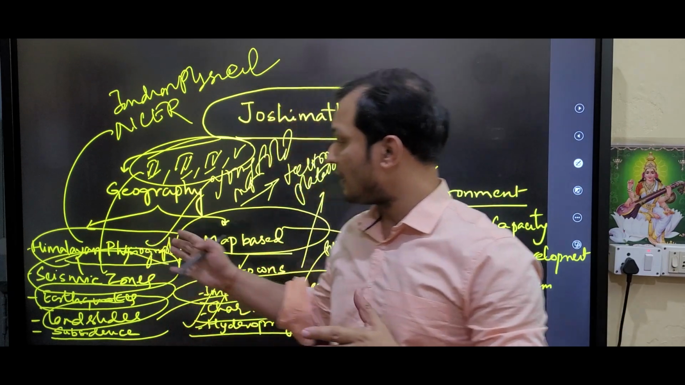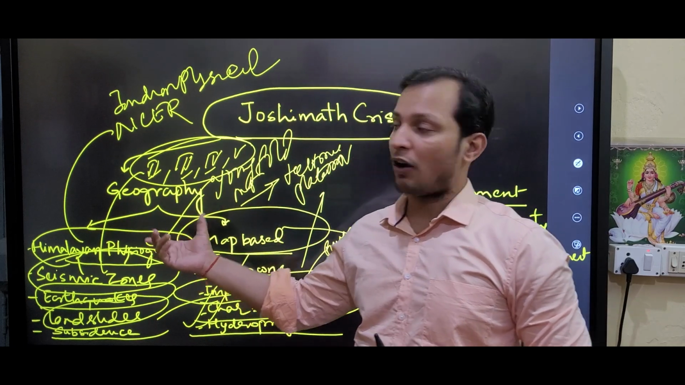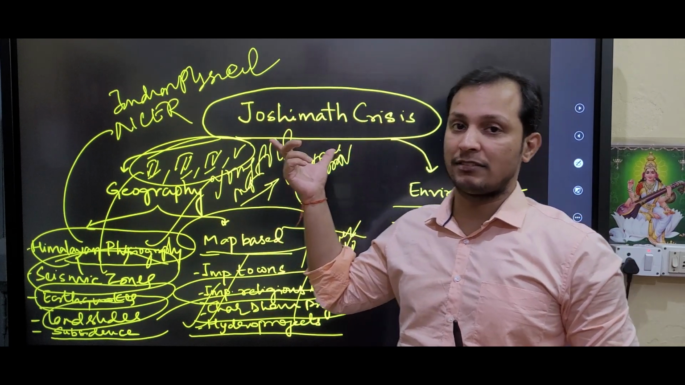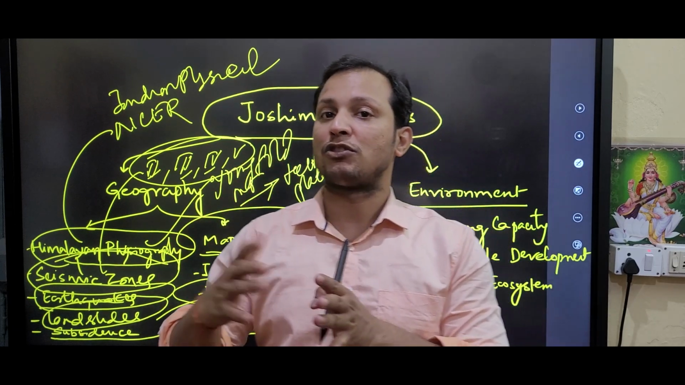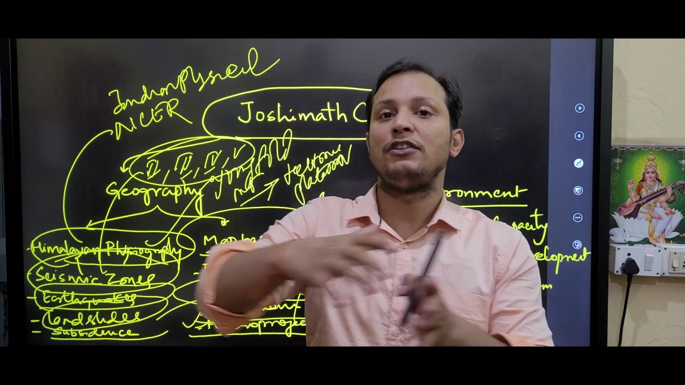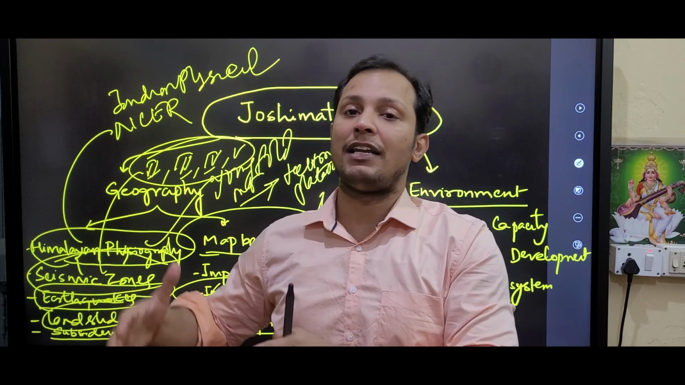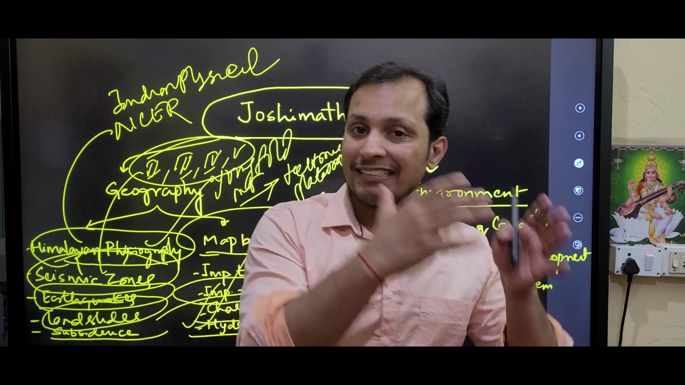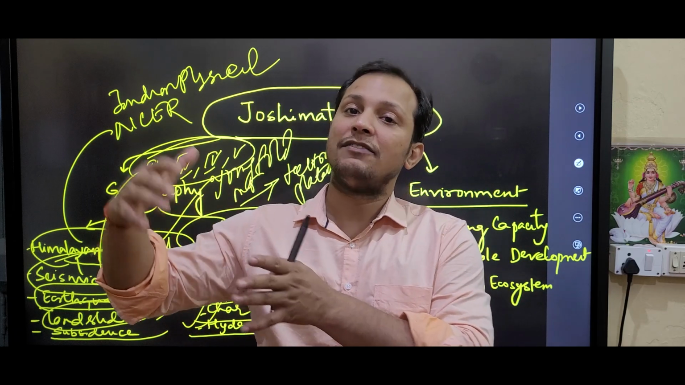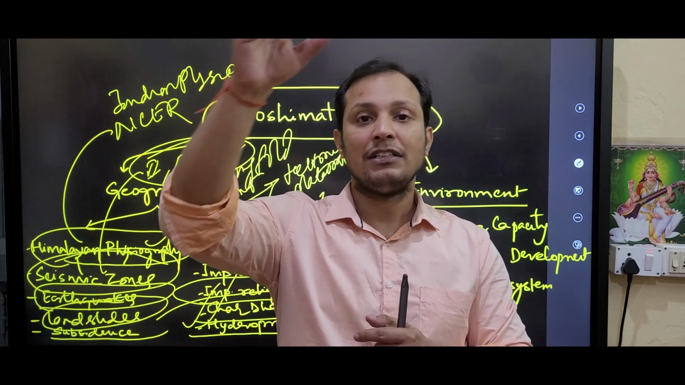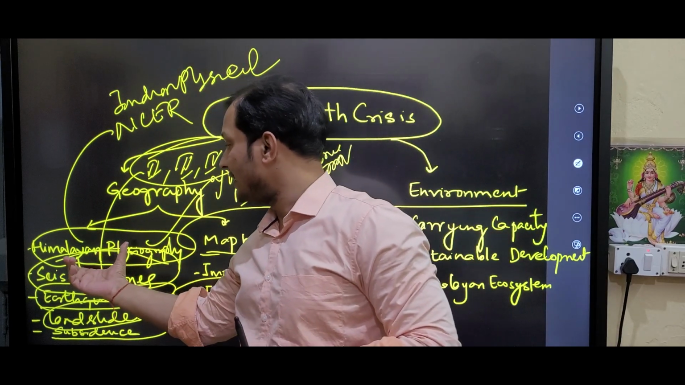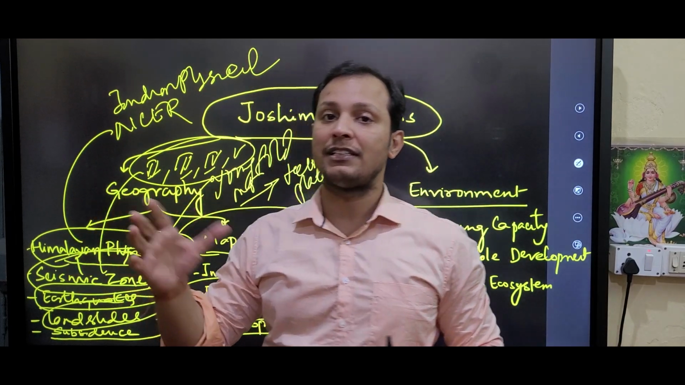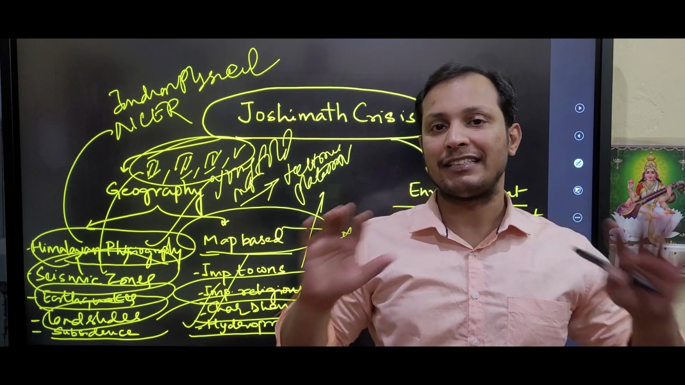So this is the geography section of this topic of the Joshimath crisis. Let me again sum up. In the geography section, you can get a question from the physiography of the Himalayas. Physiography of the Himalayas, that you need to cover from the NCERT book of Indian physical geography. Okay, in that, if you see the chapter called Indian physiography, one of the sections is Himalayan physiography. So please cover it in depth.